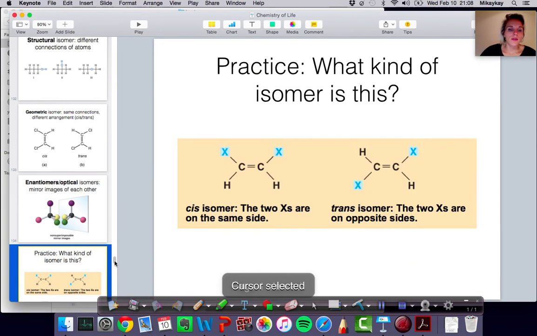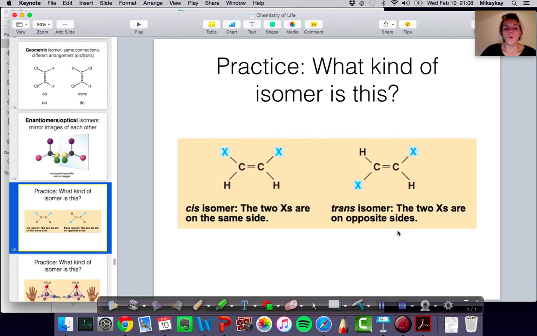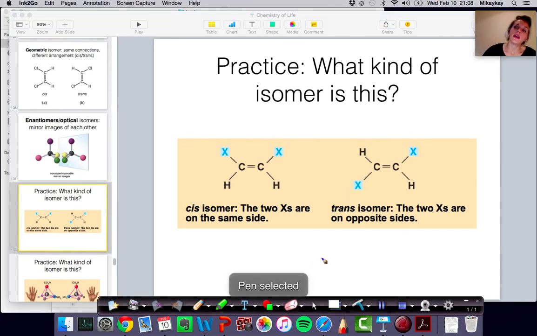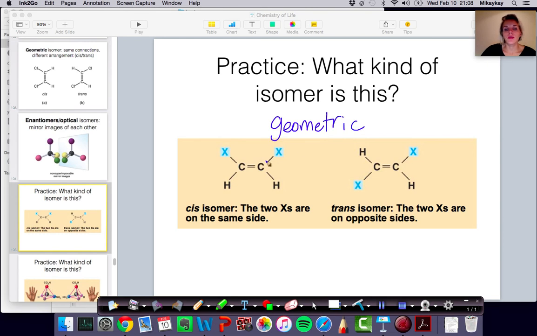So if we have an example here, practice, what kind of isomer do we have here? So pause the video and take a moment. Is it a structural, geometric, or optical isomer? So hopefully by now you figured out that these are geometric isomers, because what we're looking at here is how the different atoms in our molecule are arranged, not how they're connected, right?